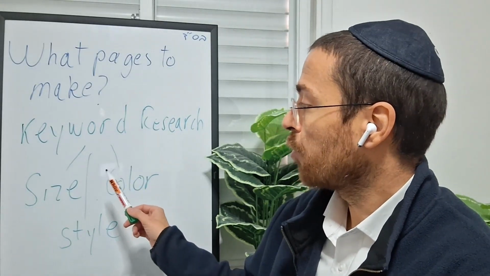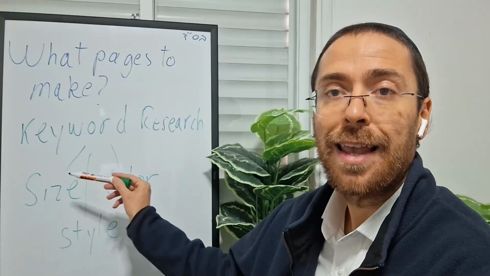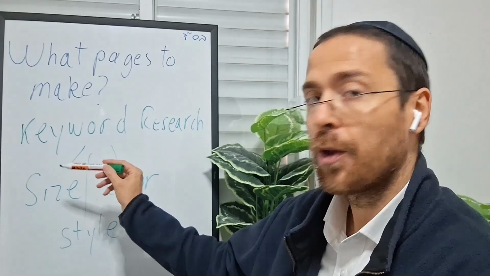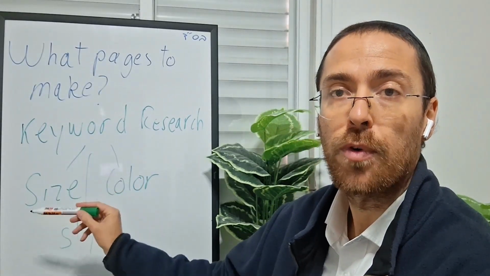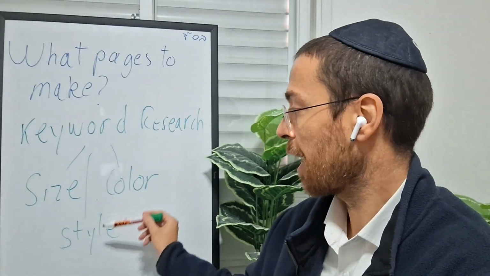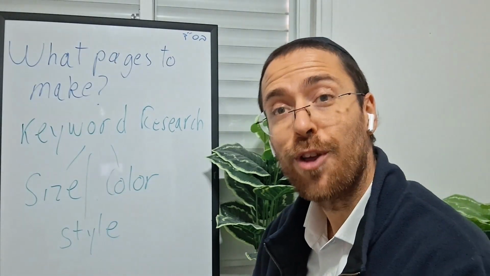Now, if you're going to break it down like that, you have one category page for the size, and then within that you'll have subpages for each of the sizes, a category page for color, a category page for style, and then the relevant subpages for each of those.